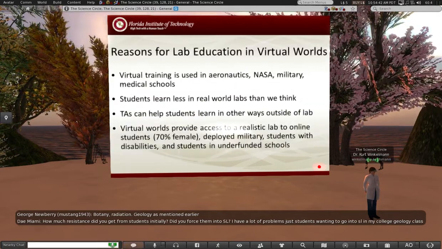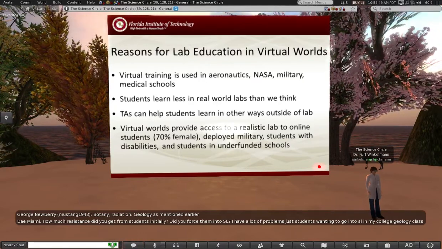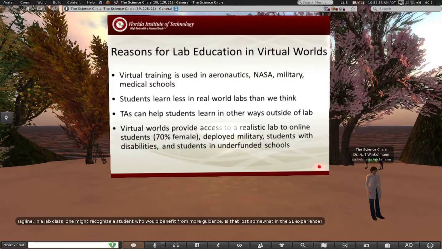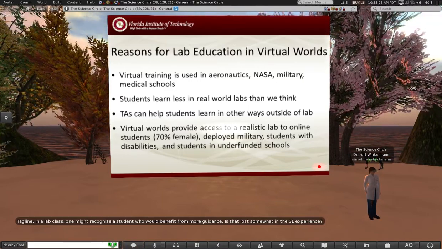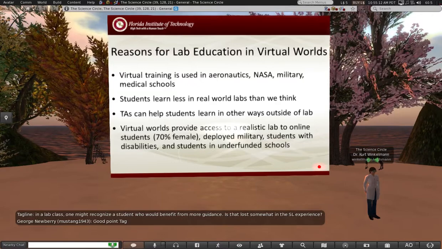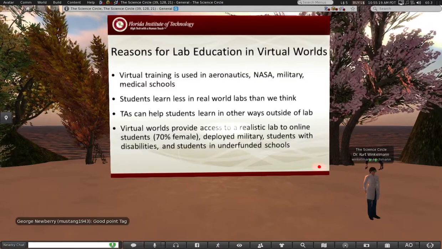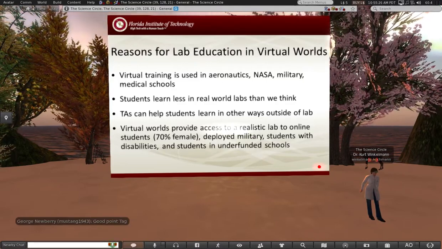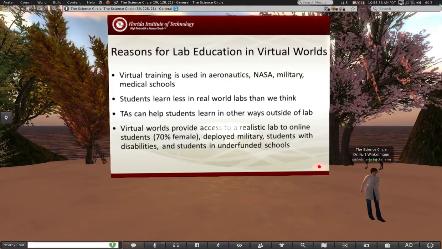So this last slide, I think this is my last slide, is one that I share with, like I say, mostly chemists who aren't familiar with Second Life. Some of the advantages of virtual worlds in lab education, and I'm sure a lot of you already know this, but I always like to point out that when NASA and all the airlines, the military, and medical schools all currently use lots of virtual education, maybe, just maybe, if our astronauts and military and doctors and airline pilots can learn their trade in a virtual environment, maybe it's okay that our freshmen learn a little bit of chemistry in a virtual environment.